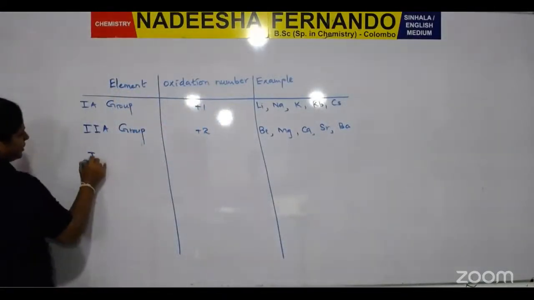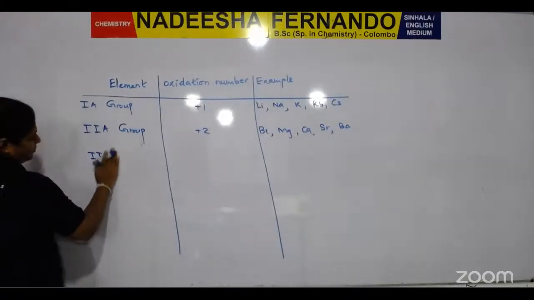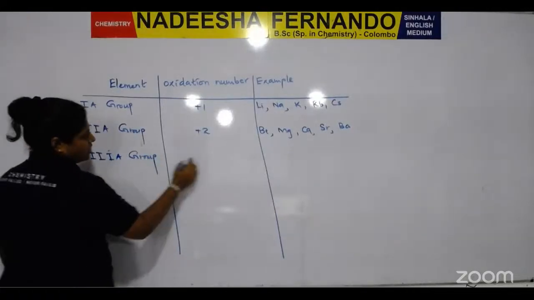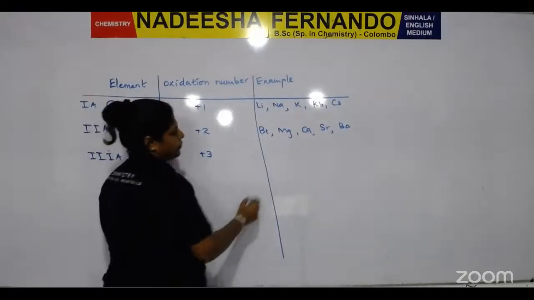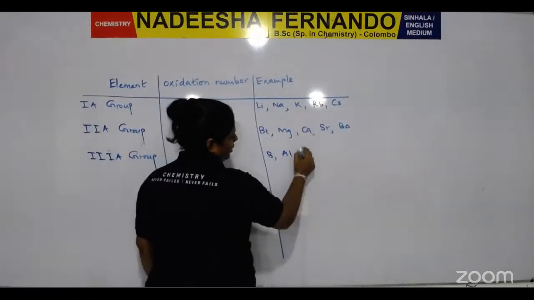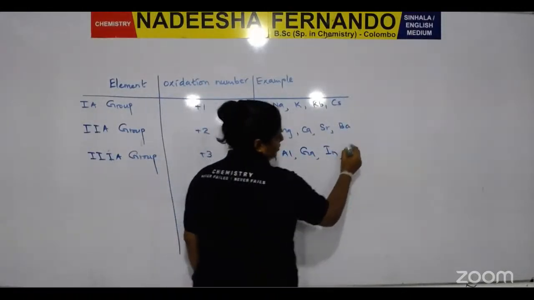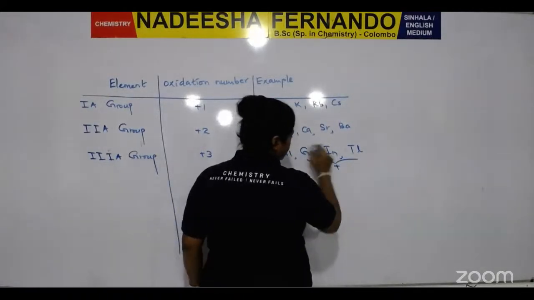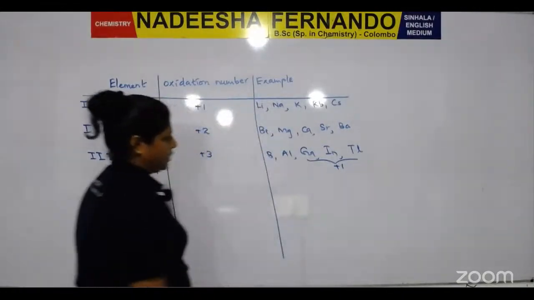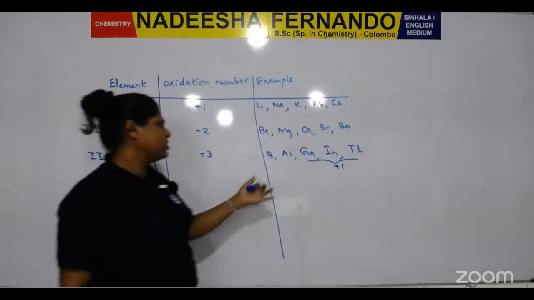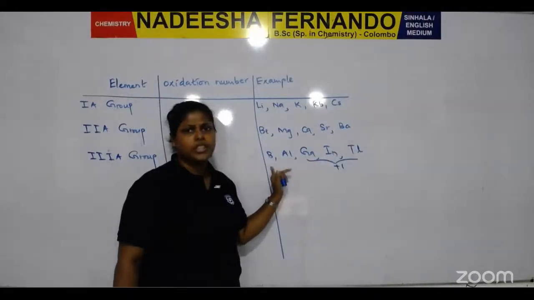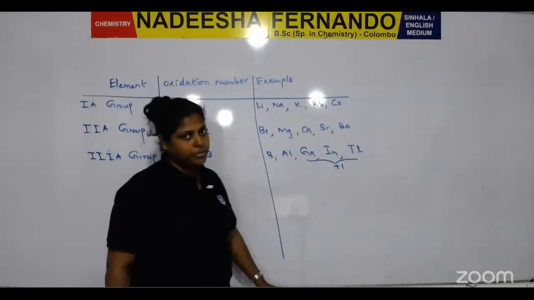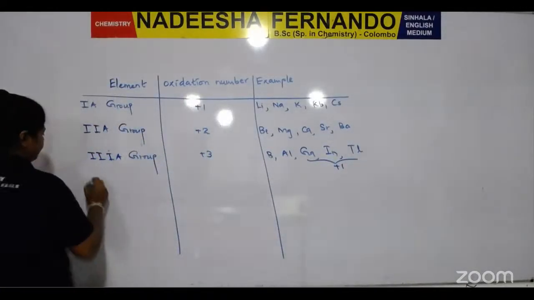After that, third group elements: their oxidation number is plus 3. Boron, aluminium, gallium, indium, thallium. In addition to plus 3, these three elements form plus 1. Most of the compounds in our syllabus involve boron and aluminium. Therefore, you need not worry about gallium, indium, and thallium.